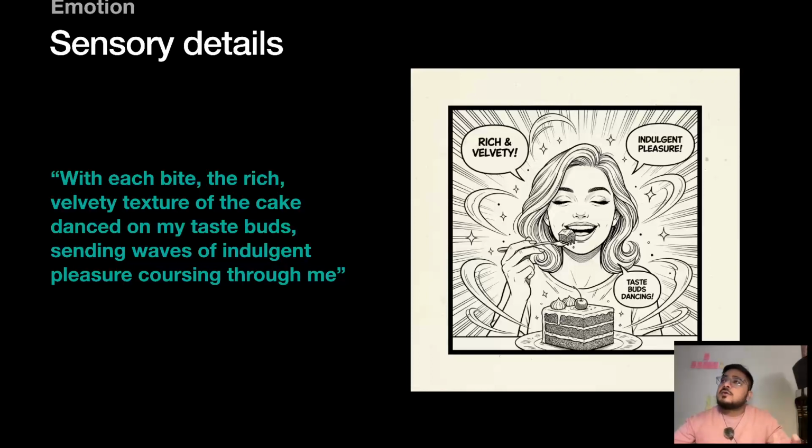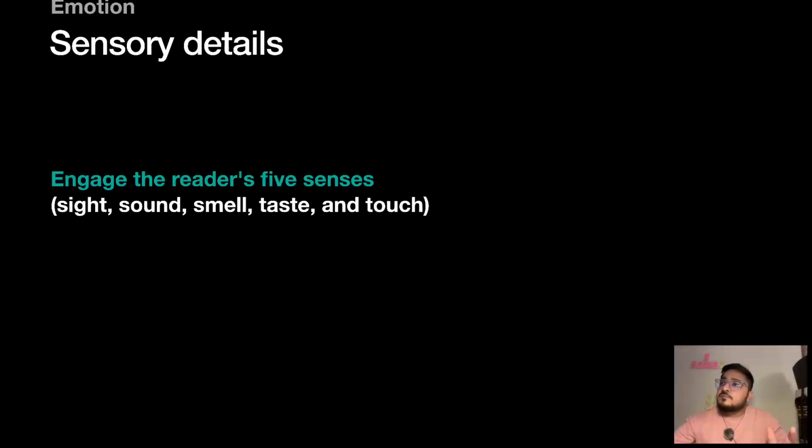Now, understand, engage the reader's five senses: sight, sound, smell, taste, and touch by words. Okay, only by reading you should make your readers feel like they are experiencing the smell, the taste, the touch, the sound, the sight. Then your intention will be more useful.